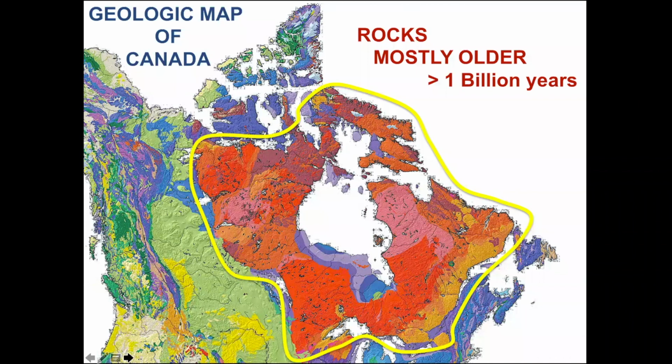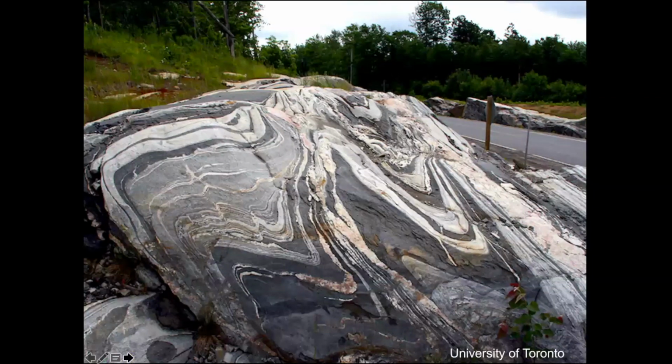Much of Canada is underlain by some really old rocks, older than 1 billion years. And a lot of them look like this. And it's impossible to tell when you look at a rock like this whether it started off even as a sedimentary rock or some kind of an igneous rock. It's been completely changed and all that initial information is gone.